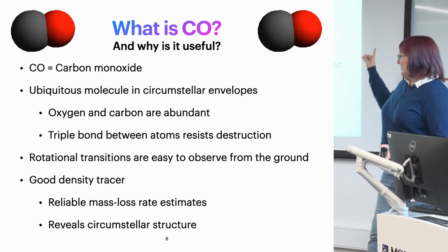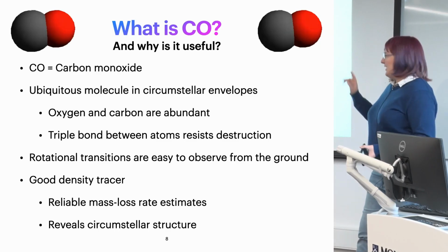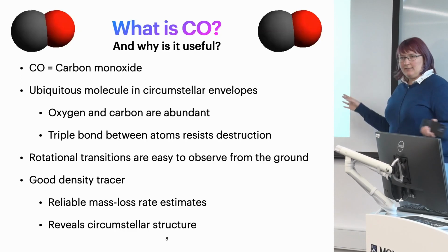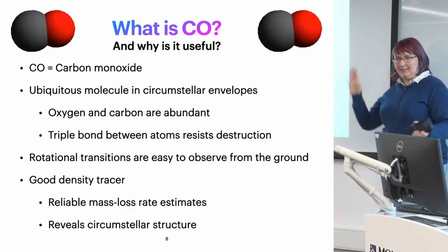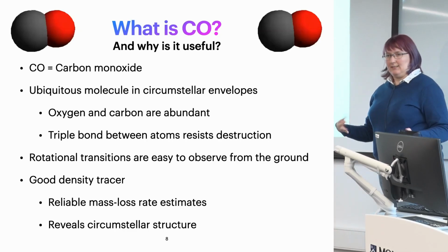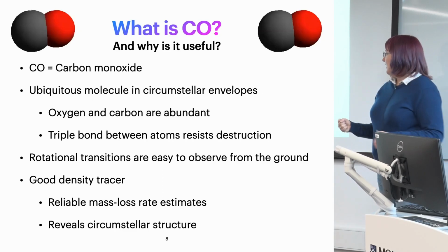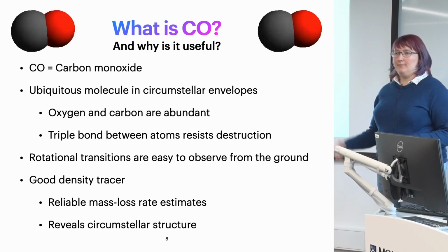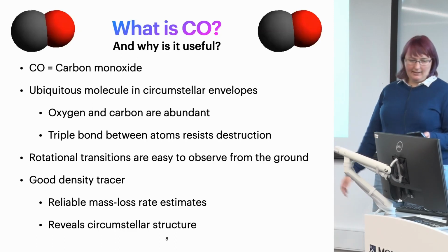CO, partly because it's ubiquitous, partly because of how it interacts with radiation and so forth, is also a good density tracer, which means it can tell us the structure of the circumstellar envelope. Like on that previous slide where there were some interesting shapes, that is actually telling us about the density structure of the gas around those stars. It's also useful because we can use CO to determine mass loss rates. Also because it's just everywhere.